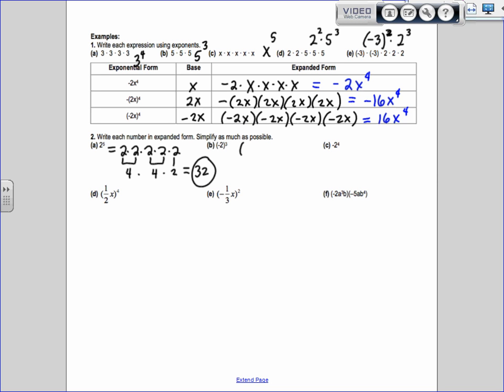Okay, so the next one is negative 2 is the base. So it's negative 2 times negative 2 times negative 2. So I have negative 2 times negative 2 is 4, times negative 2 is negative 8. And now see how this next one's different. Now only the 2 is being raised to the fourth. The negative is just kind of hanging out in the front. So you're going to have negative, and then you're going to have 2 times 2 times 2 times 2. So it's going to be negative 16.